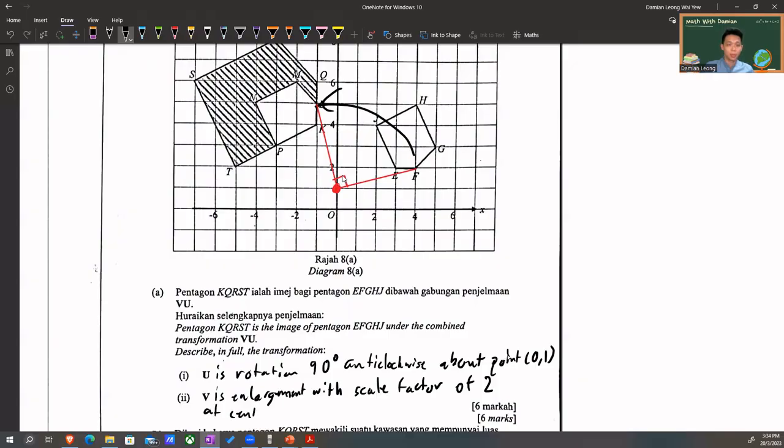At center of enlargement, if you see there's a corner that doesn't change, this point K is the common point. So if K remains, that means it is the center of enlargement. So you can say center K. You can also put the coordinates -1, 4. At center -1, 4, or at center K is fine. You want K with the coordinates is also fine.